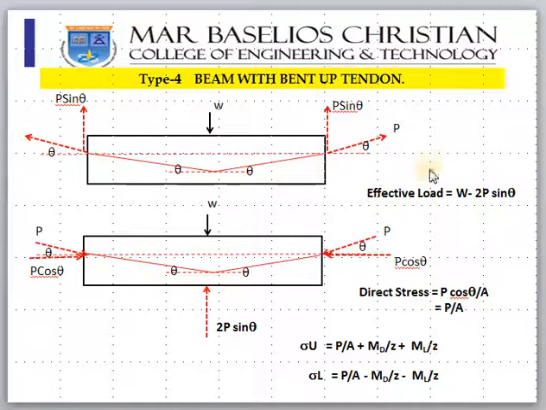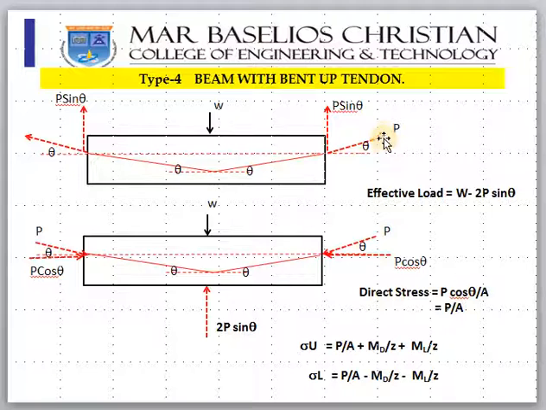The importance of this effective load is that this is the load we should use for finding the bending moment due to live load, ML. Here ML is WL by 4. Don't take WL squared by 8, because the load is a vertical point load. So it is WL by 4. For finding the bending moment due to live load, we should use W minus 2P sin theta. That is the inference here.